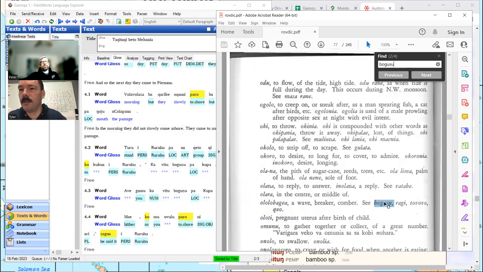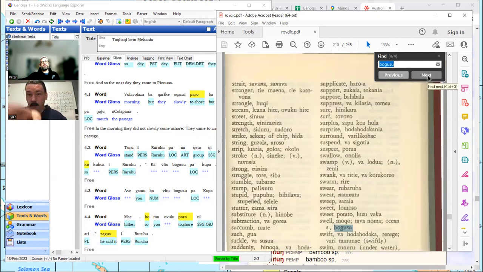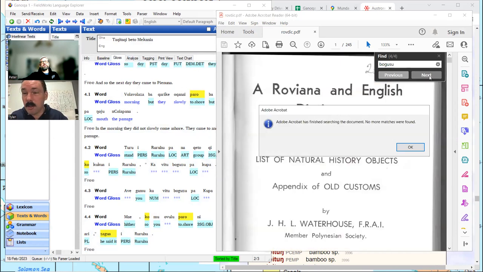I can recall reading this. It occurred several times. In fact, they're on the screen, pretty neatly aligned there. Some more instances of the word.